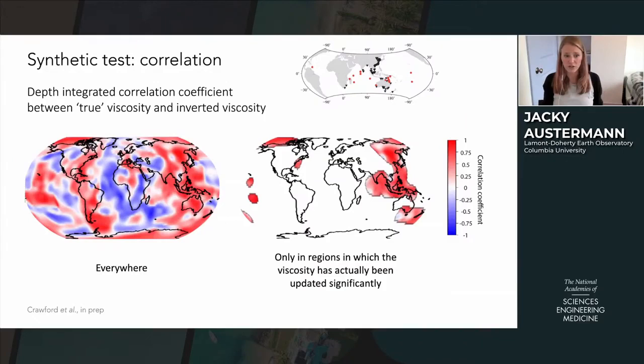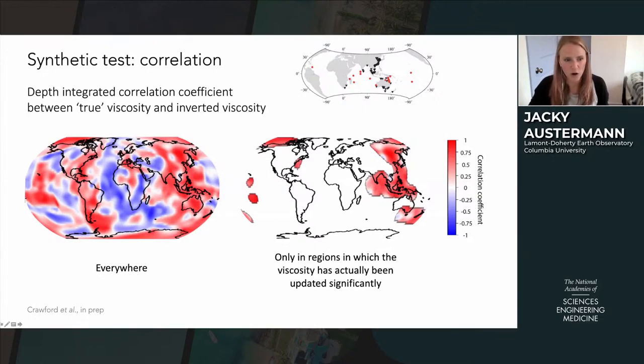We can actually quantify this and look at the correlation between what we know is the true viscosity and our inverted viscosity. The left shows you the correlation coefficient between the two. Red is we're doing really well. This is depth integrated. We're doing really well in recovering the viscosity structure. Blue means it's actually anti-correlated, so we're getting the opposite of what we should get. So blue is bad, red's good.